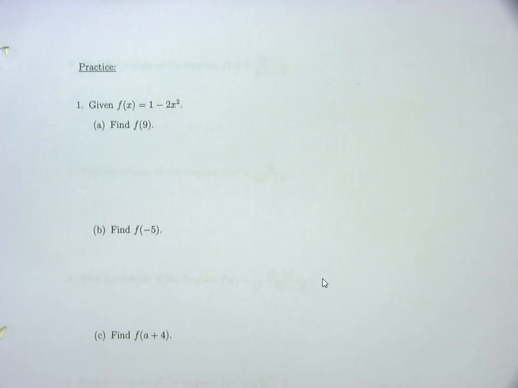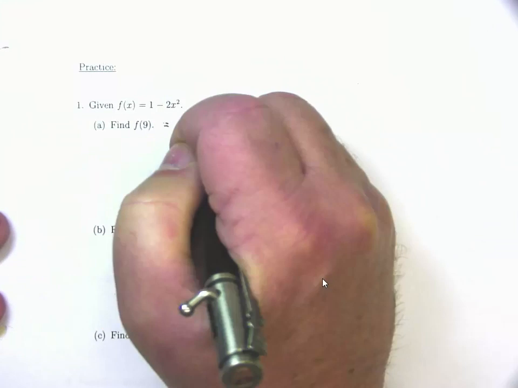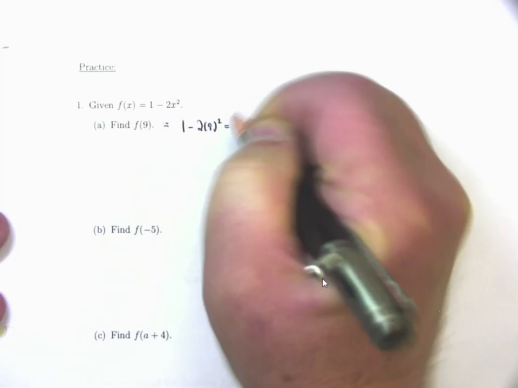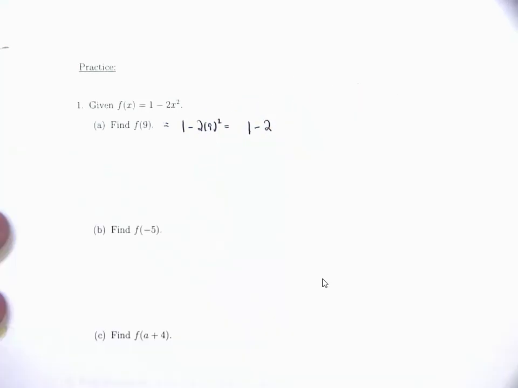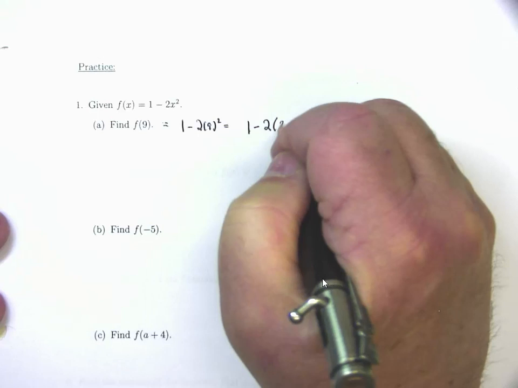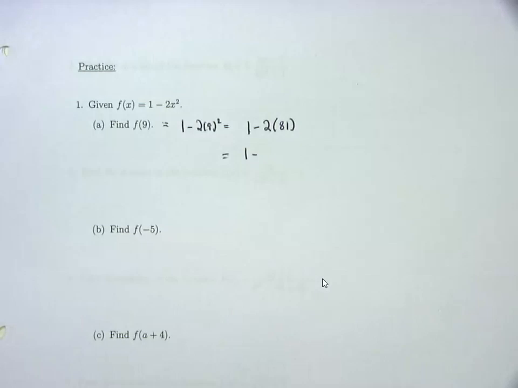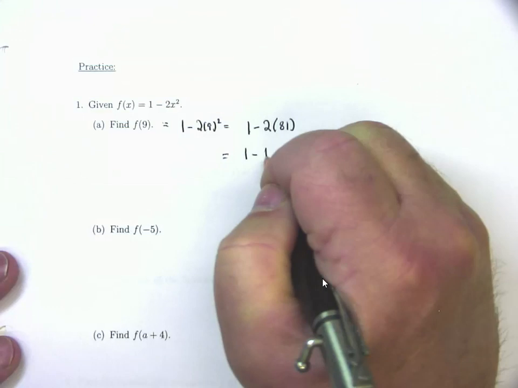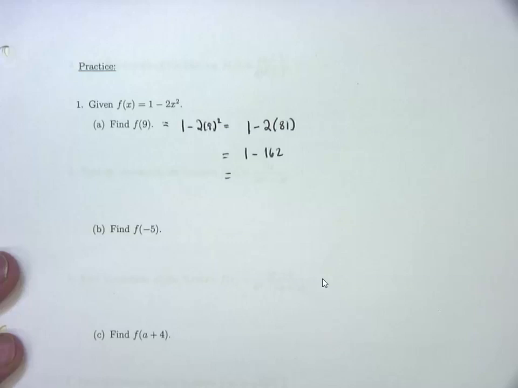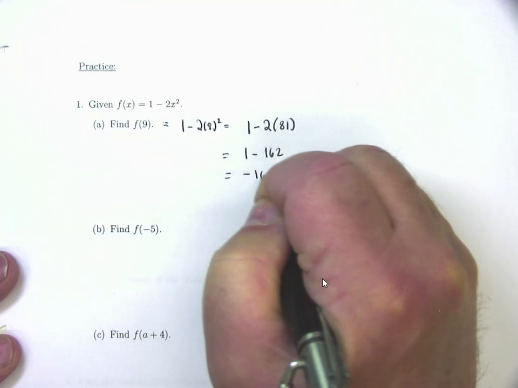So here's our practice, getting you guys ready for certification. These are the kind of problems you can anticipate on the certification. So given f of x equals 1 minus 2x squared, what's f of 9? Well, here we go. This will be equal to 1 minus 2 times 9 squared. That'll be 1 minus 2 times, order of operations, 9 squared is 81. So this will be equal to 1 minus, and 2 times 81 is what? 162. I can do that kind of math without a calculator. 162. And 1 minus 162 is negative 161.